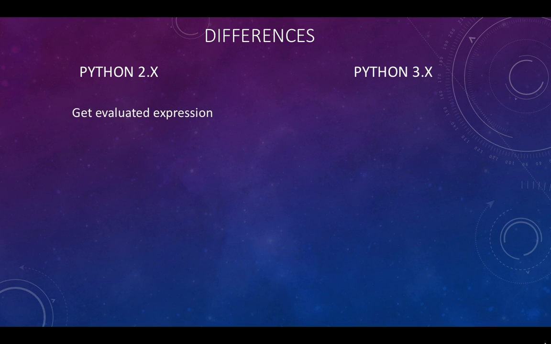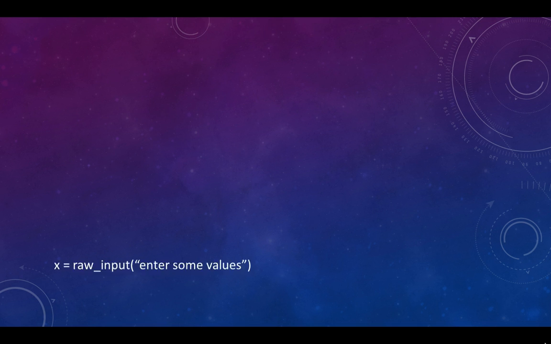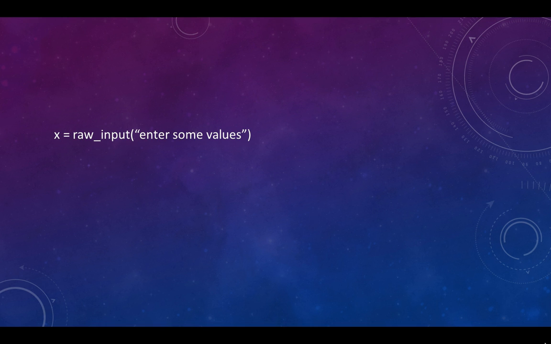The first difference is that in Python 2 we get an evaluated expression, and in Python 3 we have a string value. So what is an evaluated expression? Suppose we have an input in Python 2, which is raw_input, and after that we enter some values. In Python 3 we have input, and after that we enter some values. Whatever we enter, the value is assigned to the variable x in both Python 2 and Python 3.